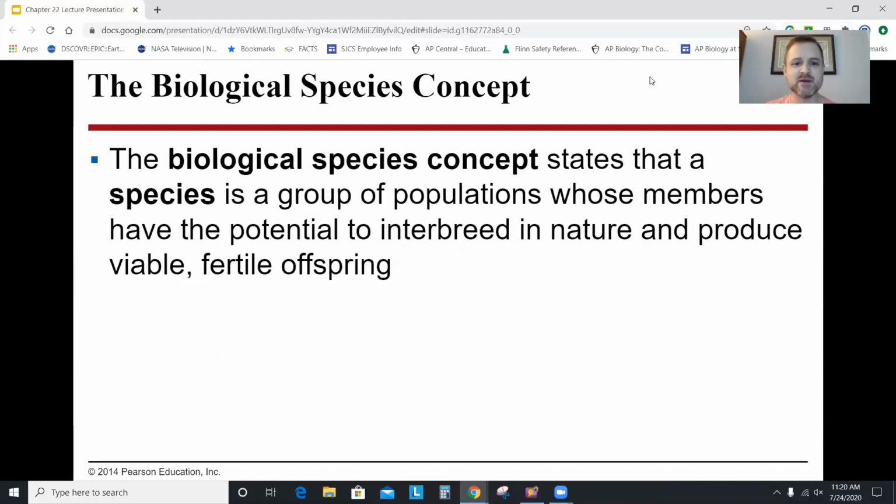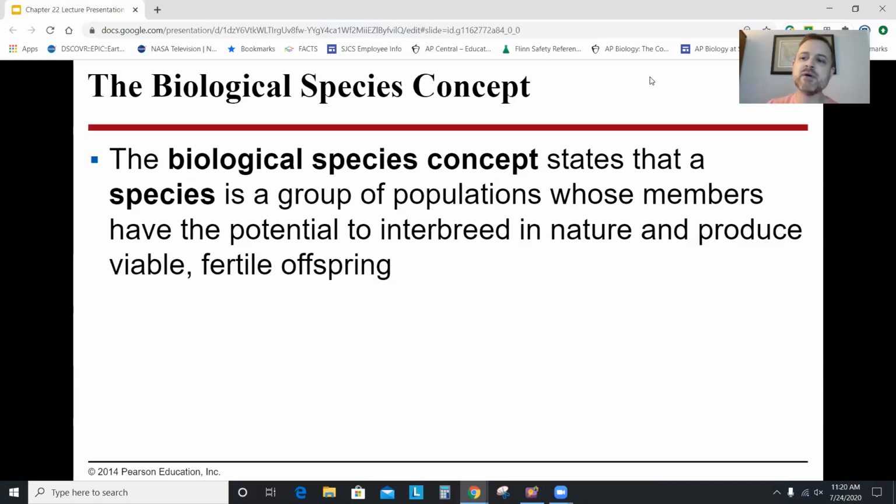There are different ways to define what a species is. The one that we usually use is the biological species concept, which basically says that if you're in the same species, you have the potential to breed and mate and have offspring which are fertile. So if you're in the same species, you can reproduce offspring that are fertile. This is the one we usually go with.